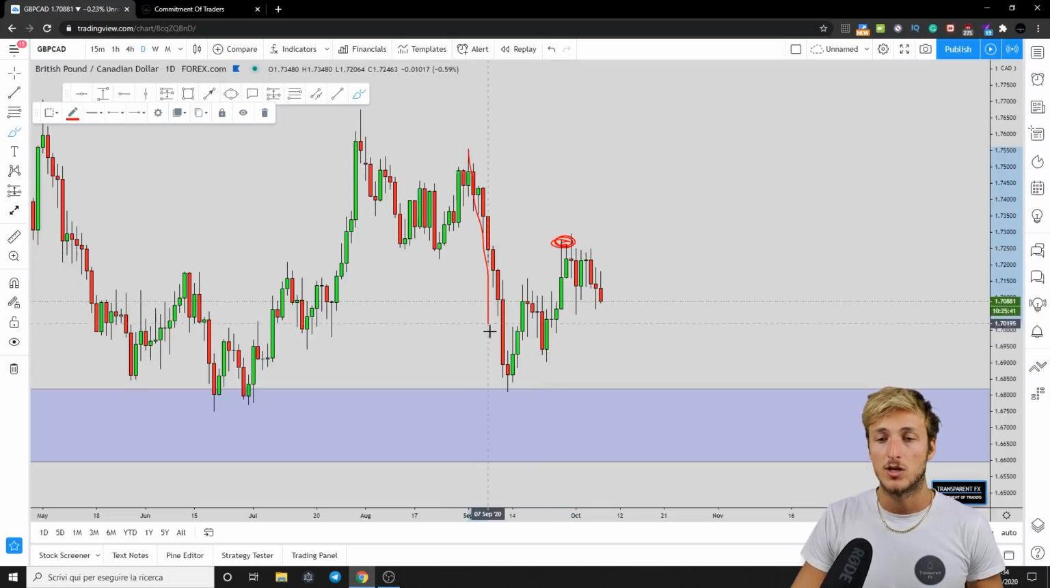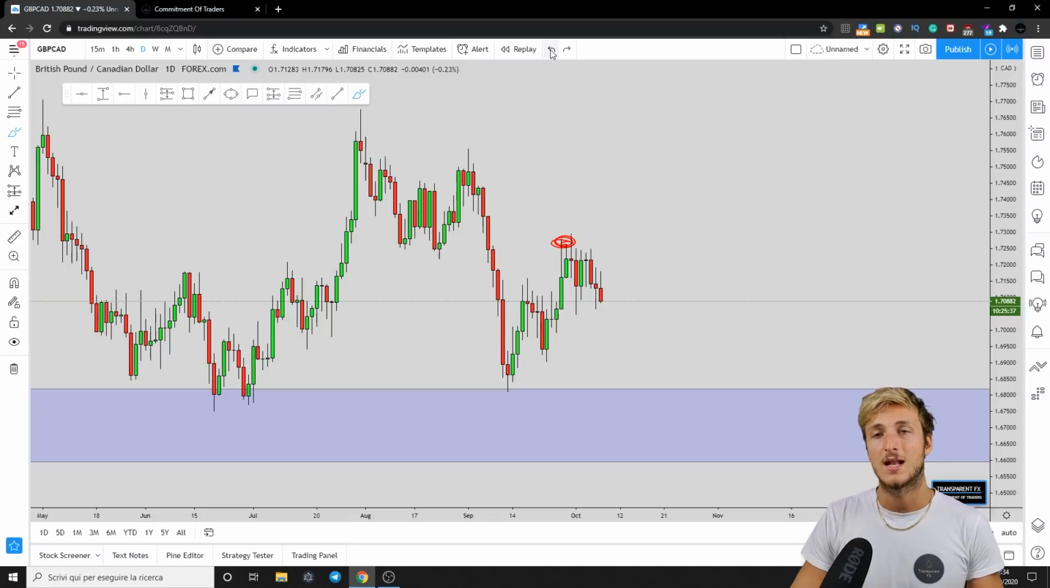I said, here we have a nice W formation testing previous support and now turned resistance. And I made a full breakdown explaining all the reasons for which from here we wanted to see this move to the downside. And again, that is exactly what the market did.